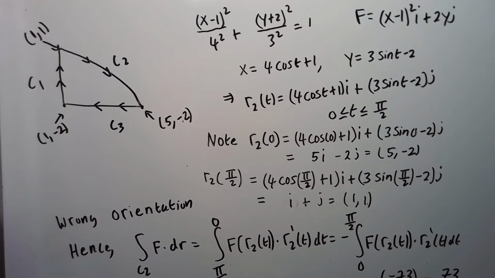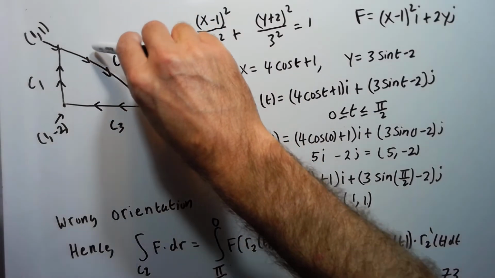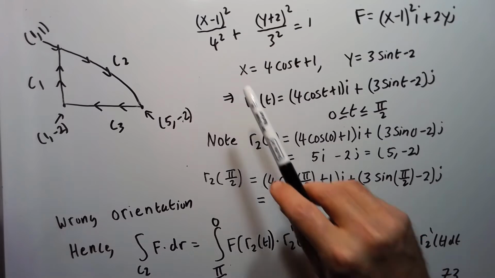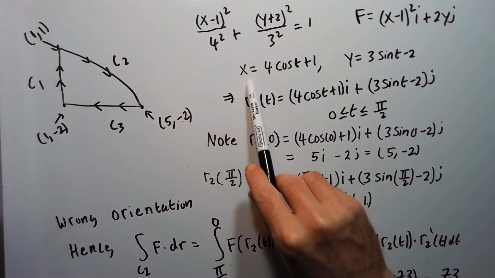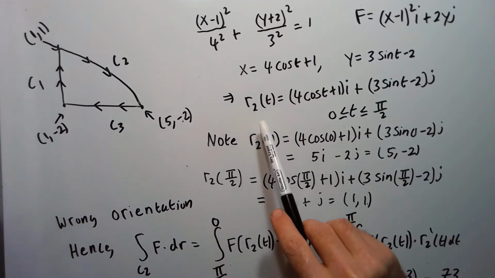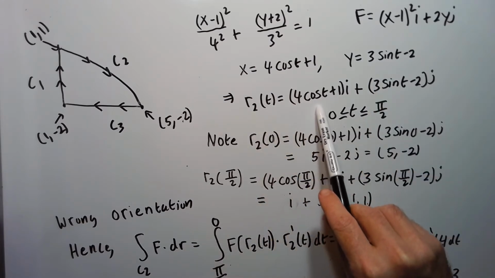Okay, so in the last video, I actually got the orientation wrong when I parameterized C2, when I did my R2. So let me explain what happened. So here's our ellipse up here. We parameterized it like this. This was fine. And then we defined our R2 to be this guy, which is fine.